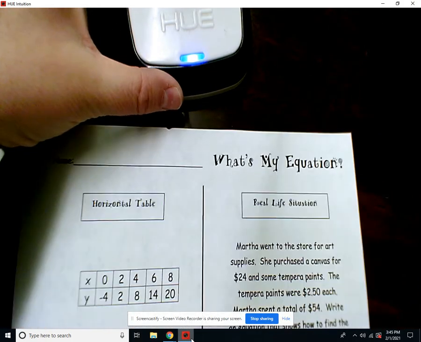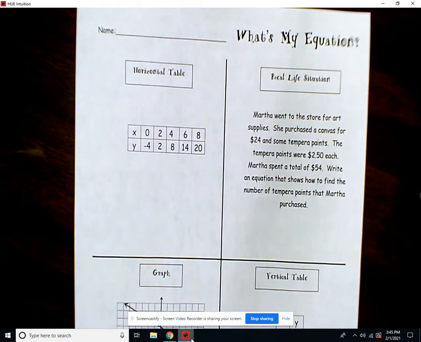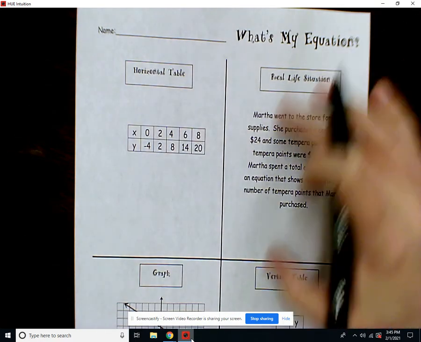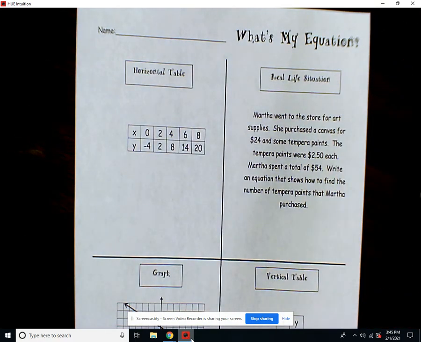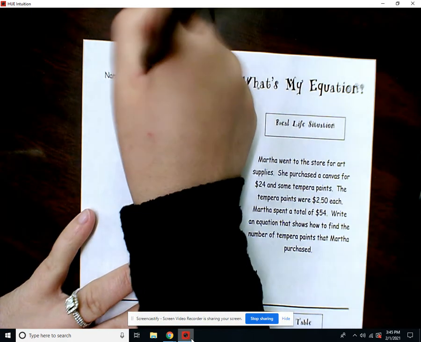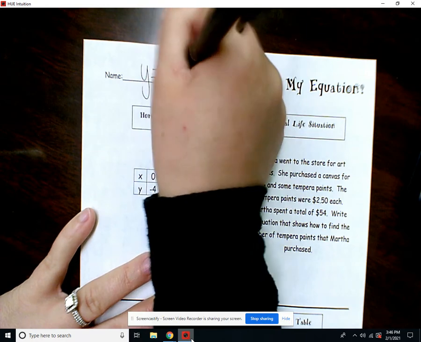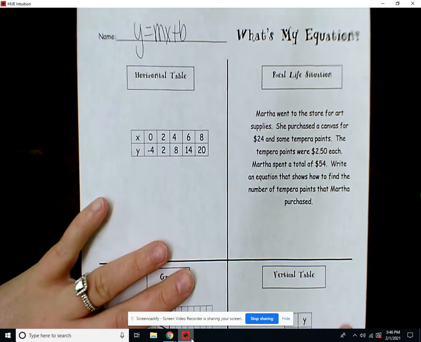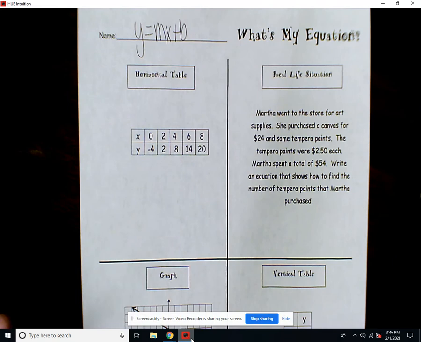All right, so we are going to review some more writing equations and look at more with our word problems. Remember, these will be in the form of y equals mx plus b. Okay, so we'll start off with our table.